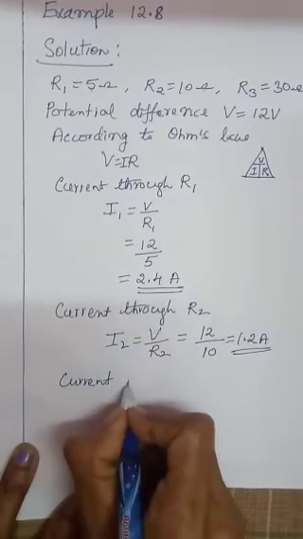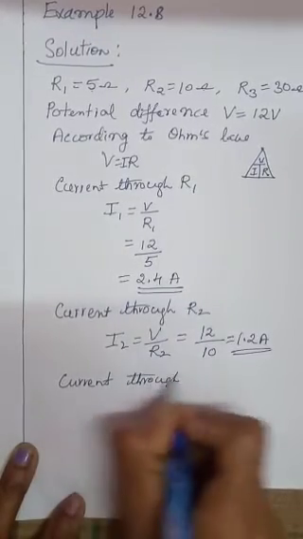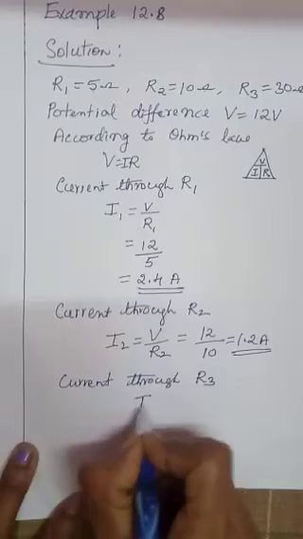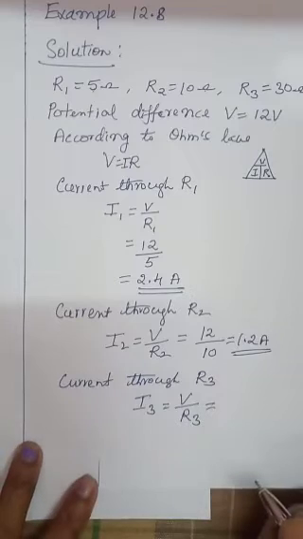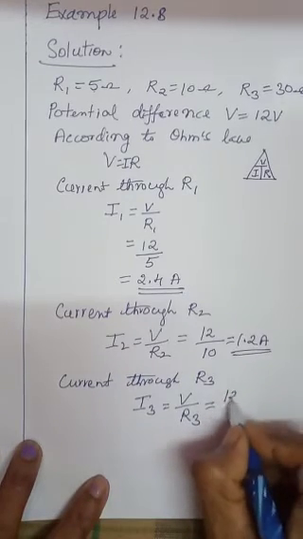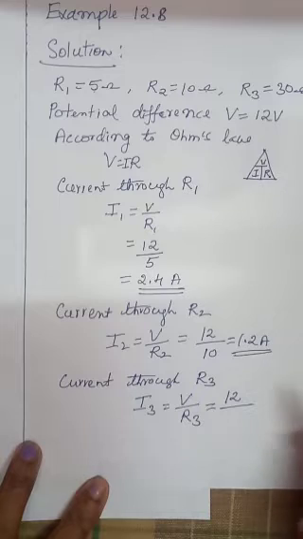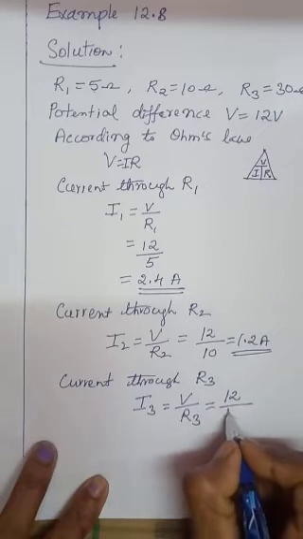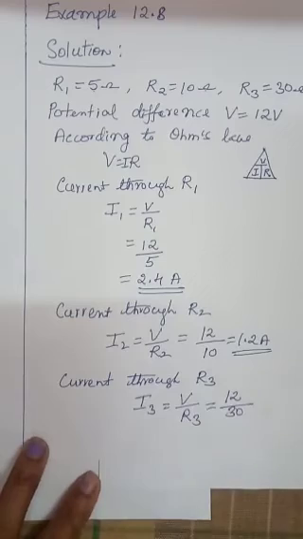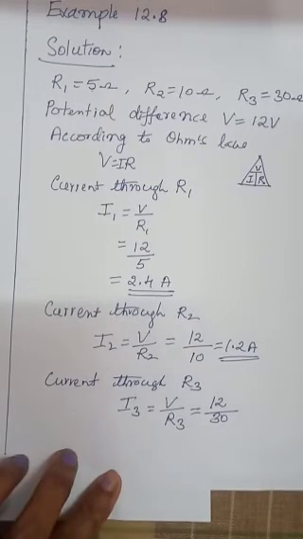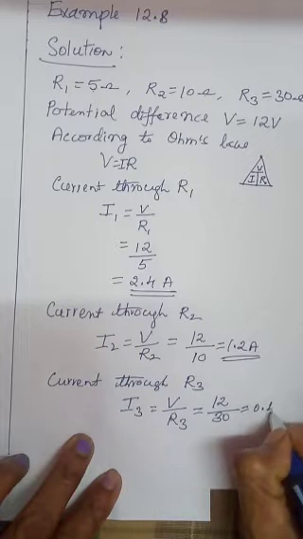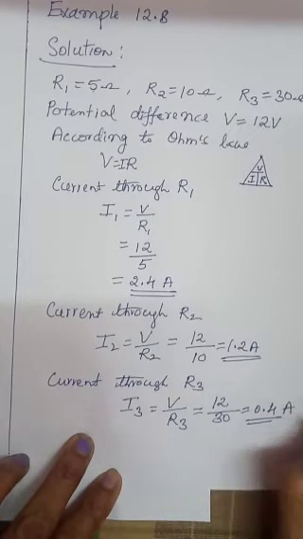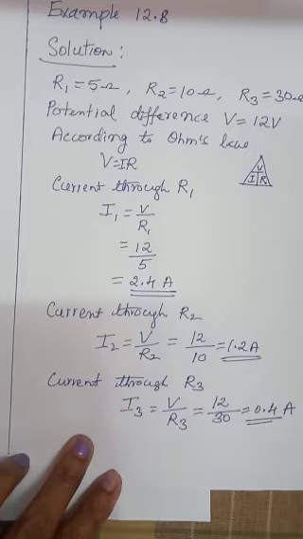Now calculate the current through the third resistor. The third resistor is R3. So I3 is equal to V divided by R3. The potential difference is 12 volt. The resistance of the third resistor is 30 ohm. When you divide, you will get 0.4 ampere. Current through the third resistor is 0.4 ampere.